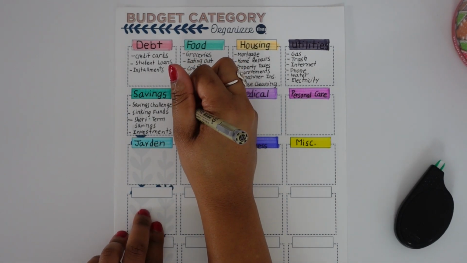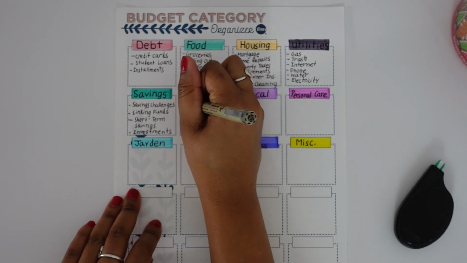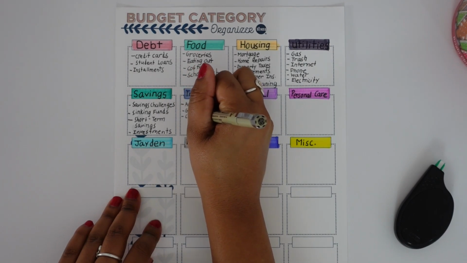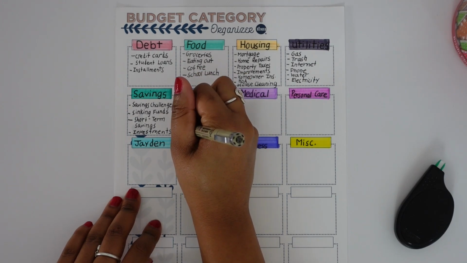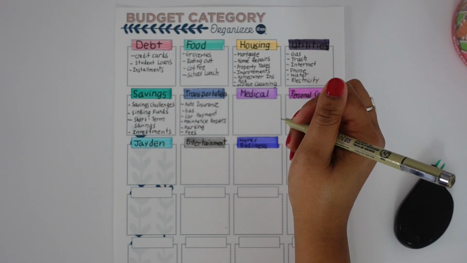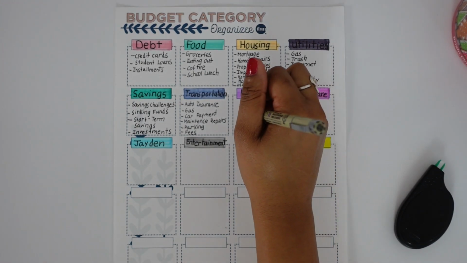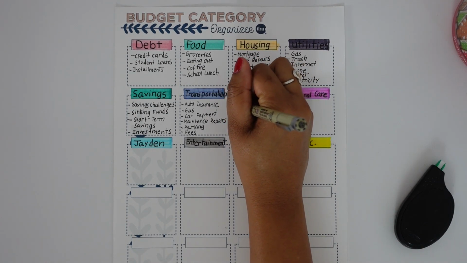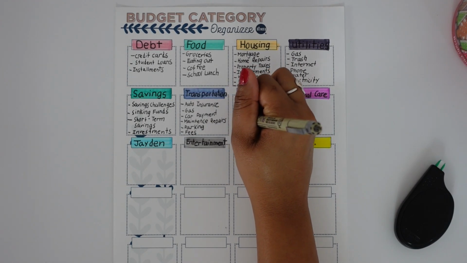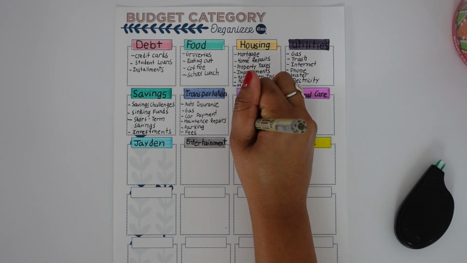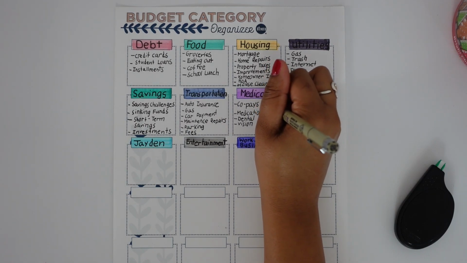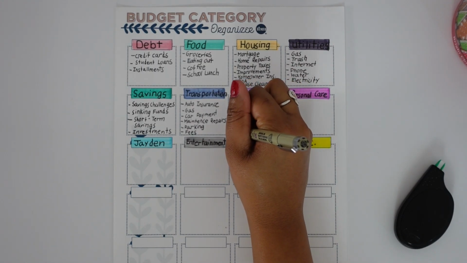My transportation category is going to include my auto insurance, gas for my car, car payment, car maintenance, parking, or any other vehicle fees that I might have. Medical is going to include my copays, medications, dental, I guess vision. My son does wear glasses, so sometimes he needs new glasses. Anything health related, I'm gonna put in therapy.